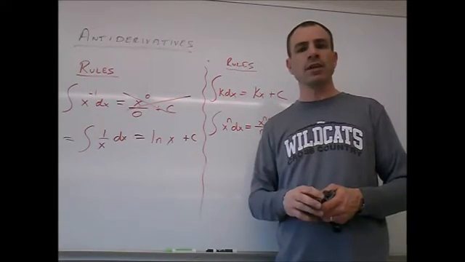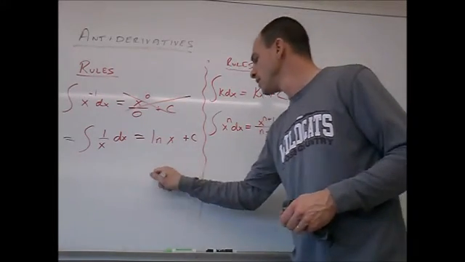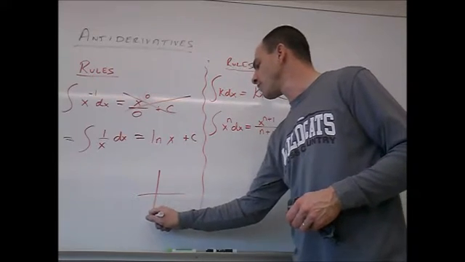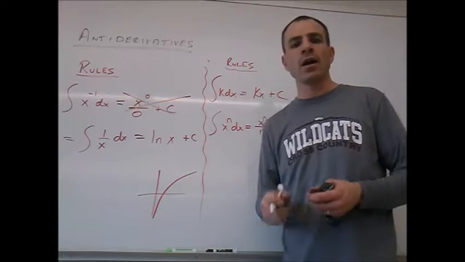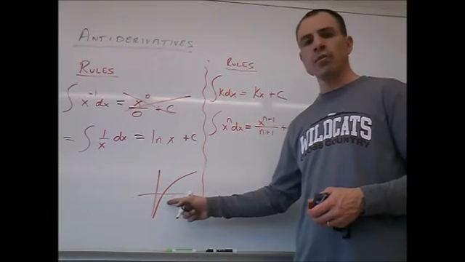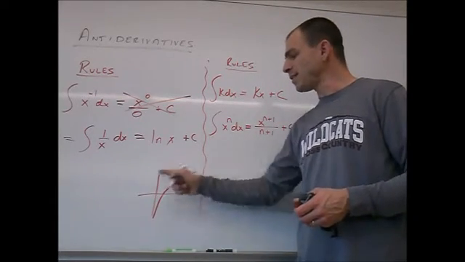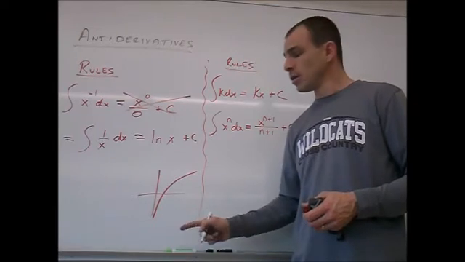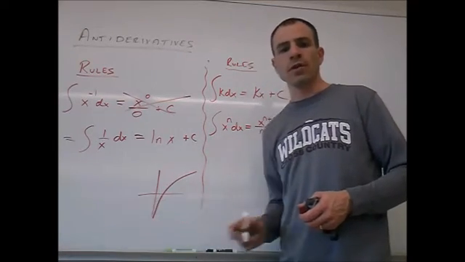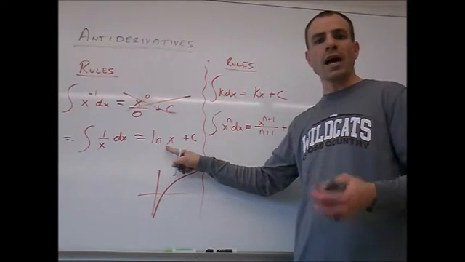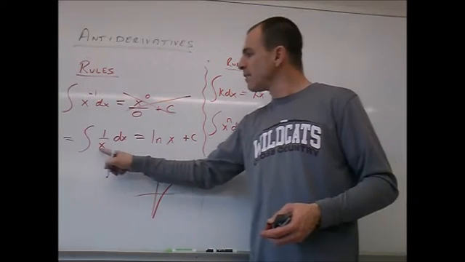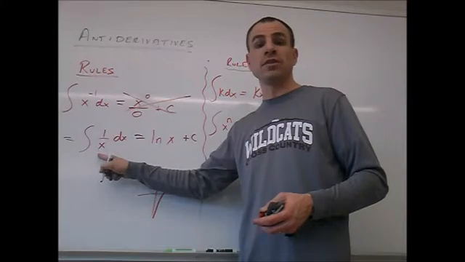Natural log of x, if we can think about that function for a second, here's the graph of the natural log of x. Okay, it's a very simplified version of that. Notice the domain of this function. All positive numbers are good, but there is no function over on the negative side. So the domain of this function is all positive numbers. The domain of this function is everything but 0.